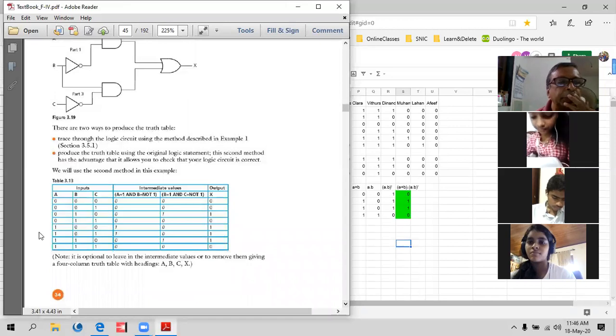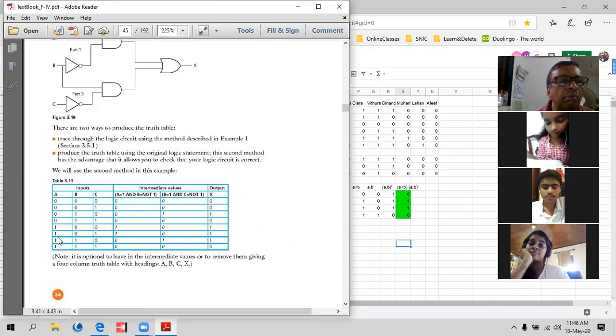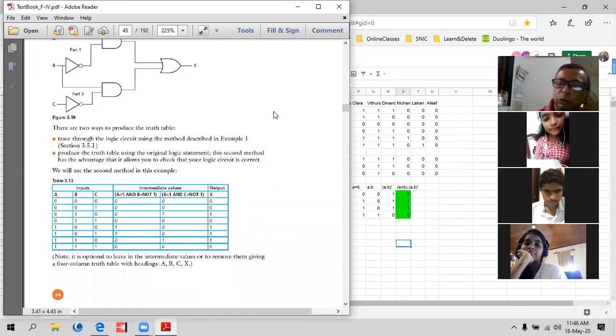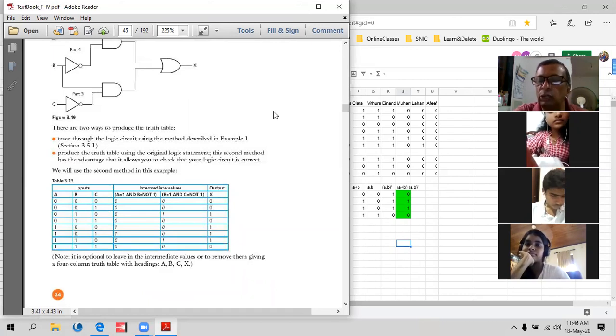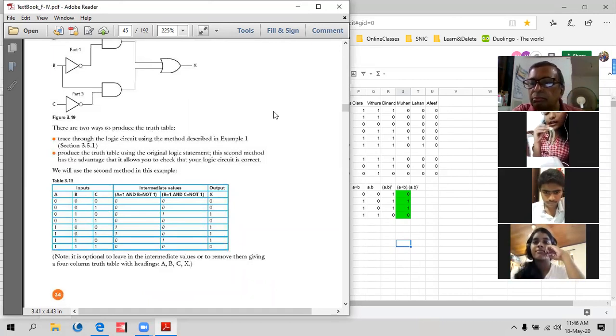So let's see. Now all of you know how to draw these 3 columns. If there are 3 inputs, how many rows do you need? Your turn to answer. 8. 8 is correct. Anyone who doesn't agree or who is not very sure how you get 8, tell me.